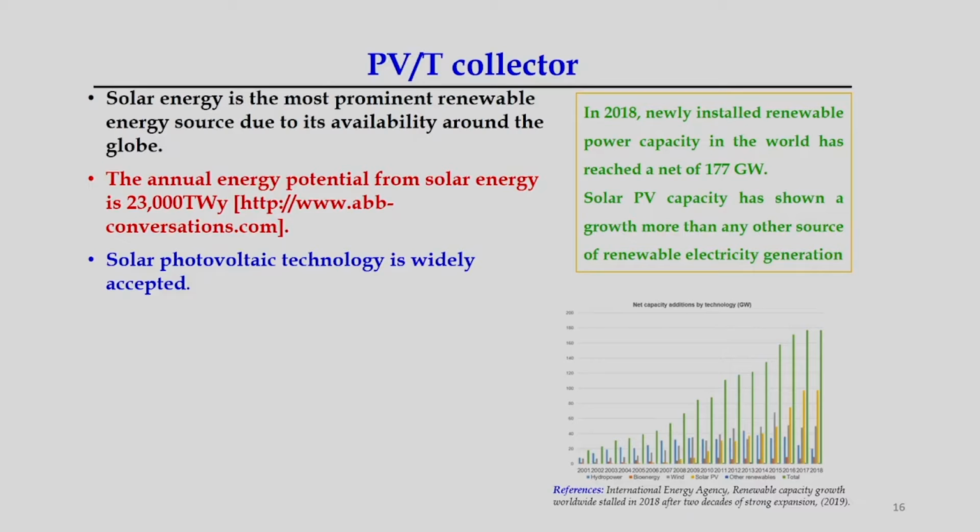Solar energy is the most prominent renewable energy source due to its availability around the globe, which is clearly understood by now. The annual energy potential from solar energy is about 23,000 terawatt yearly. Okay? And solar photovoltaic technology is widely accepted everywhere. And in this figure, we can see with time the rise in solar photovoltaic energy generation. It is huge. In 2008, about 177 gigawatt of energy was already produced by solar energy.